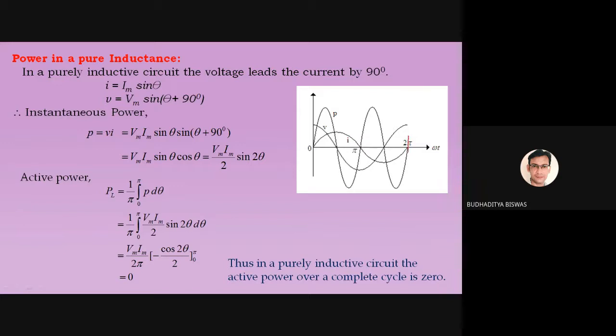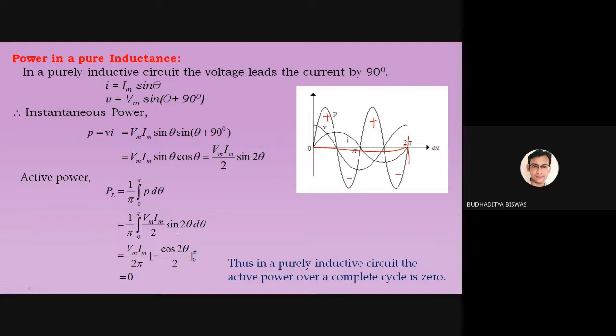Here you see, this is one complete cycle for voltage and current up to this distance, because this is equal to 2 pi. But within this 2 pi, how many cycles are there for the power? You see 2 power cycles are there: positive half, negative half, positive half, negative half. So power has, sorry, not the phase, power has a time period of pi. That's why 1 by pi, 0 to pi, p d theta.